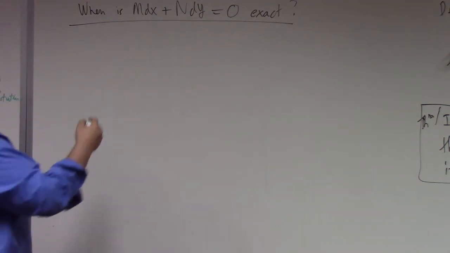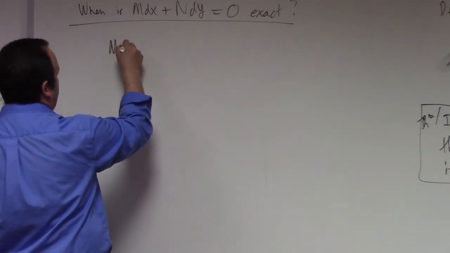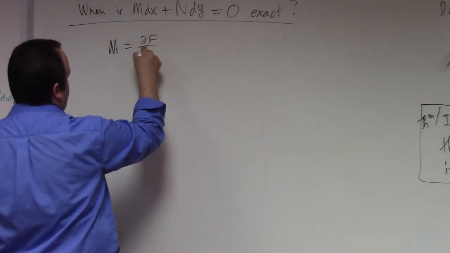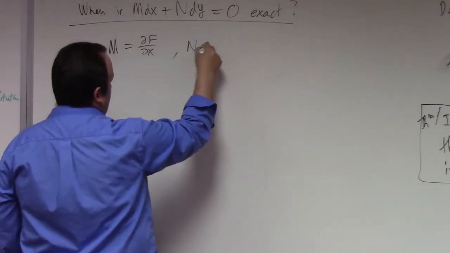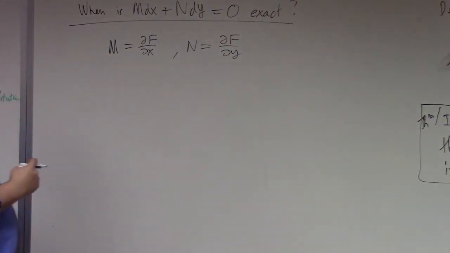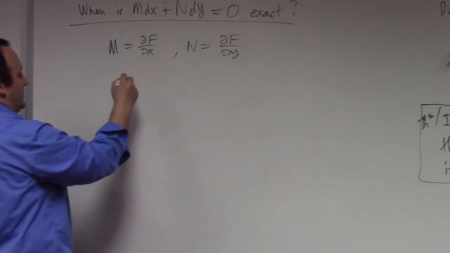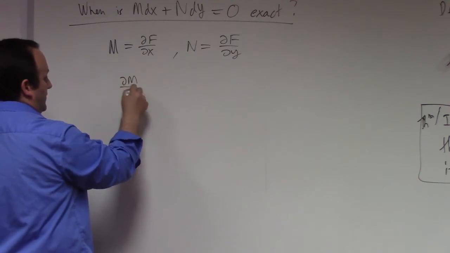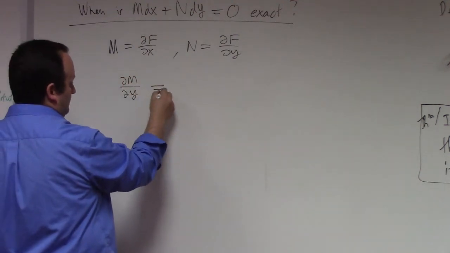Let's think about this. So we have M would be partial f partial x, right? And N is partial f partial y. So you guys tell me, what would happen if I calculate partial M partial y? What would that be equal to?